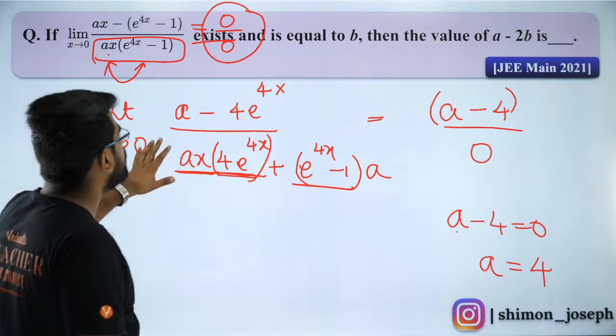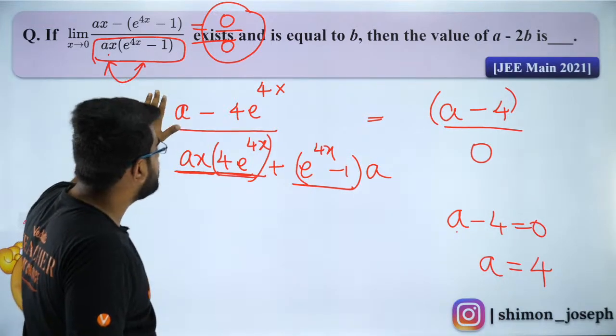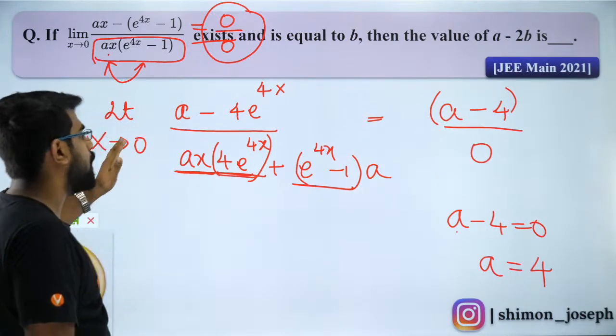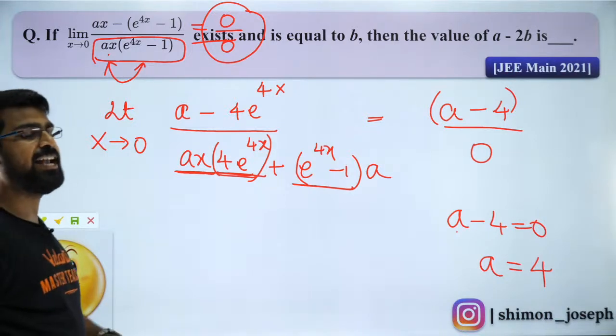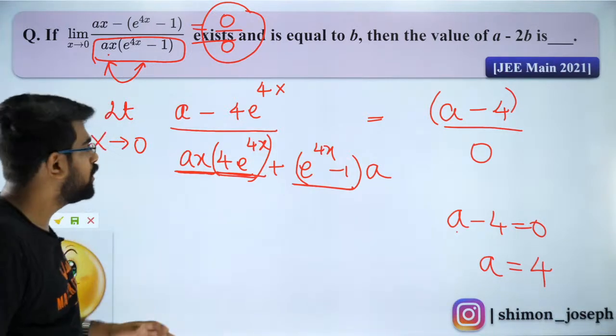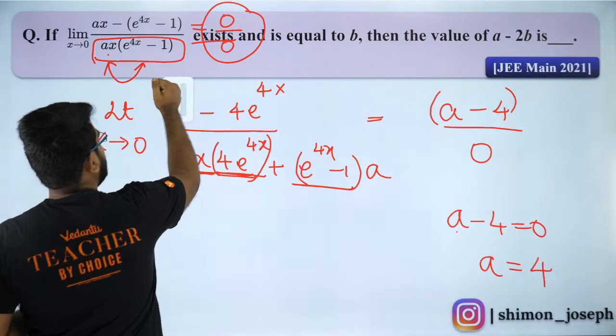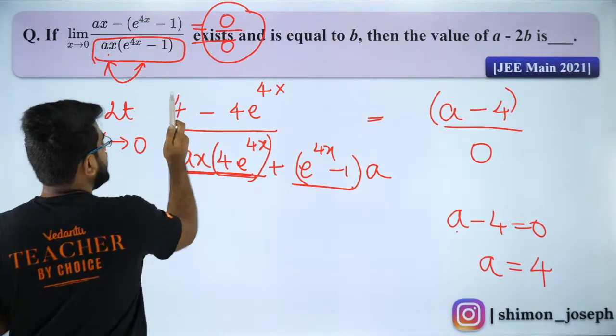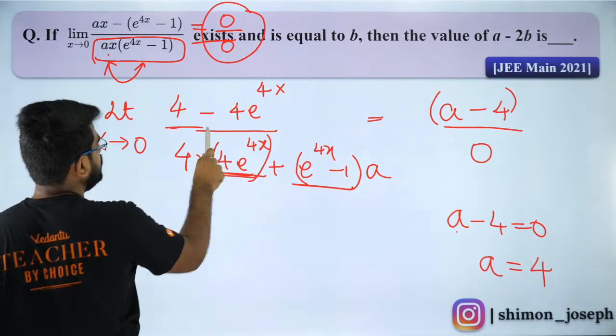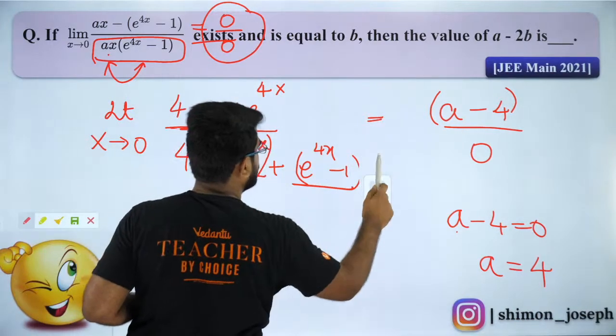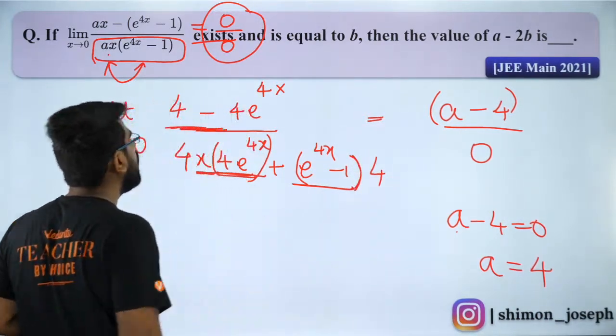Okay, so guys, you got a to be 4. So put it back here and then try to solve it. It will simplify and you will get a very nice value. So what do I have here? A is 4. Here a is 4. And here also a is 4. So now what will I do?